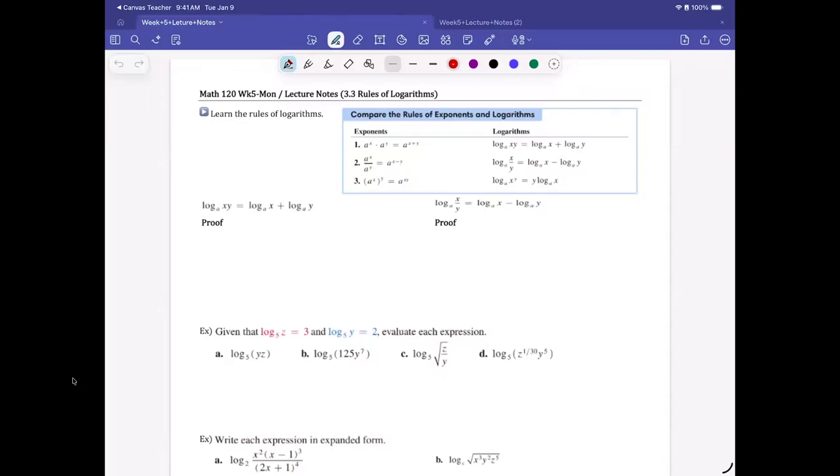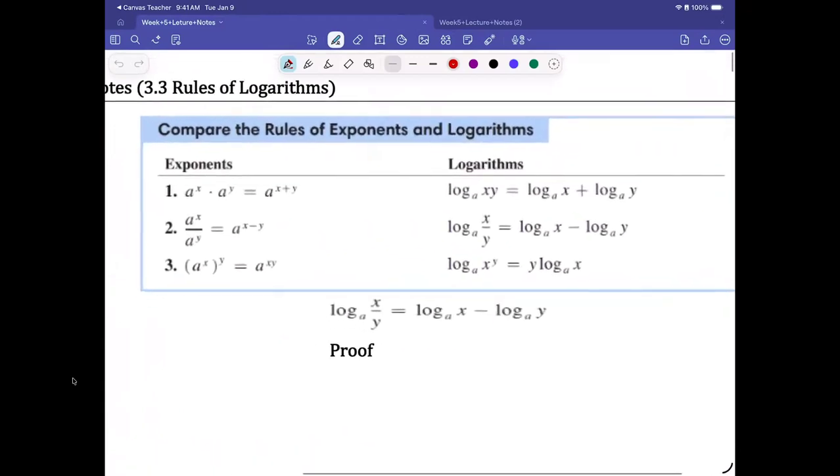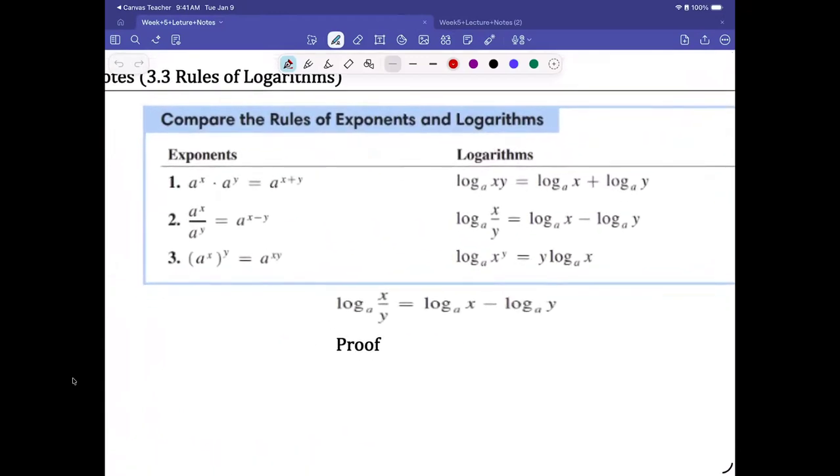Okay, so we're going to talk about the rules of the log. The properties of the log are very similar to the exponent rules. Here are the two parts: one of them is the exponent, and one of them is the log. So a to the x times a to the y is equal to what? You're adding the exponents. When you have a quotient, division, you have subtraction. And if you have two exponents next to each other, you have multiplication.